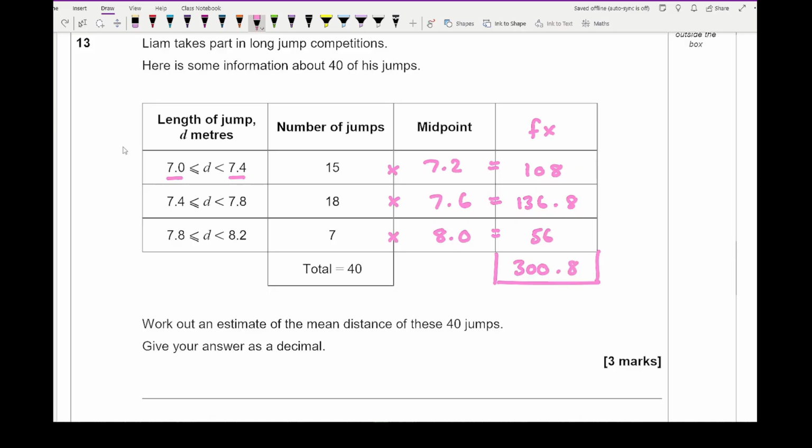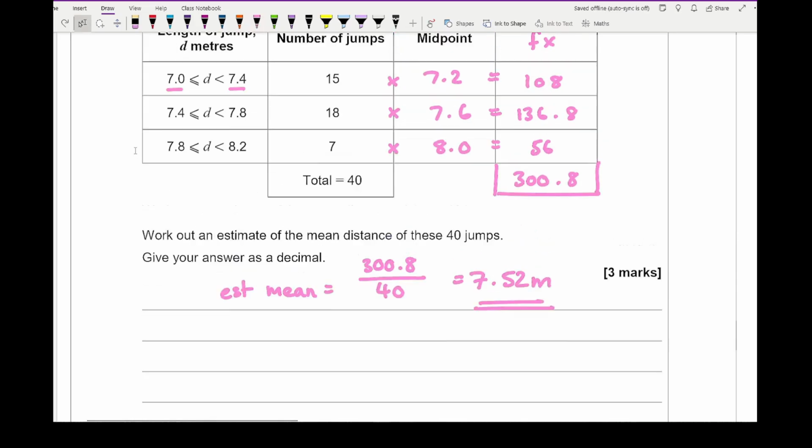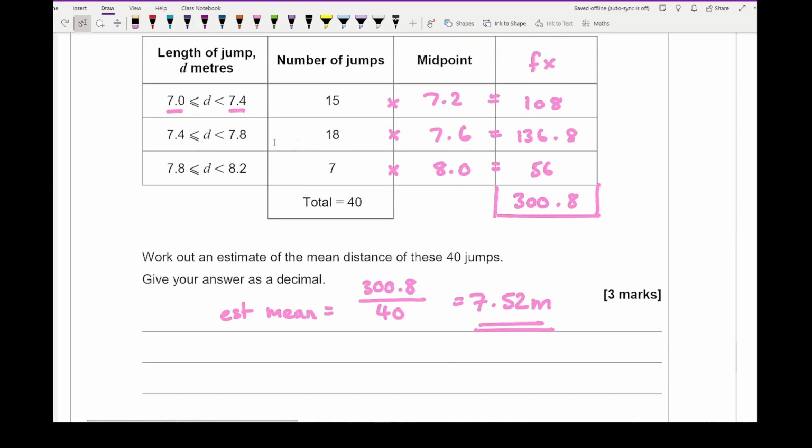300.8. Then the estimated mean is going to be 300, or 0.8 shall I say, divided by 40, and working out on the calculator I get an answer of 7.52 meters. And just to double check, does that seem correct? Well, yes, because the middle interval is the one that was the most common, so you would expect your answer to be within that group.